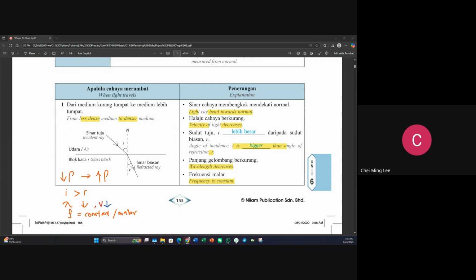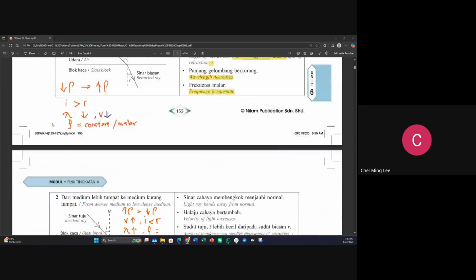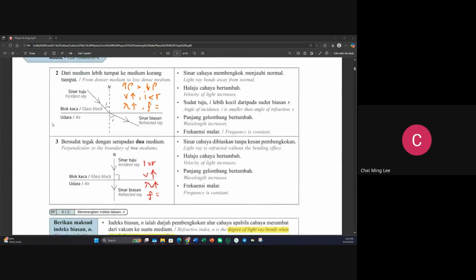Done. Okay, now let's see what happens when light goes from denser medium to less dense medium. So the light ray will bend away from the normal. The velocity of light will increase. Angle of incidence is smaller than the angle of refraction. Wavelength increases, frequency still constant. When it's perpendicular, the light ray passes without the bending effect. Why? It goes straight. It's just that the velocity goes slower, but it doesn't show in the direction of the light.